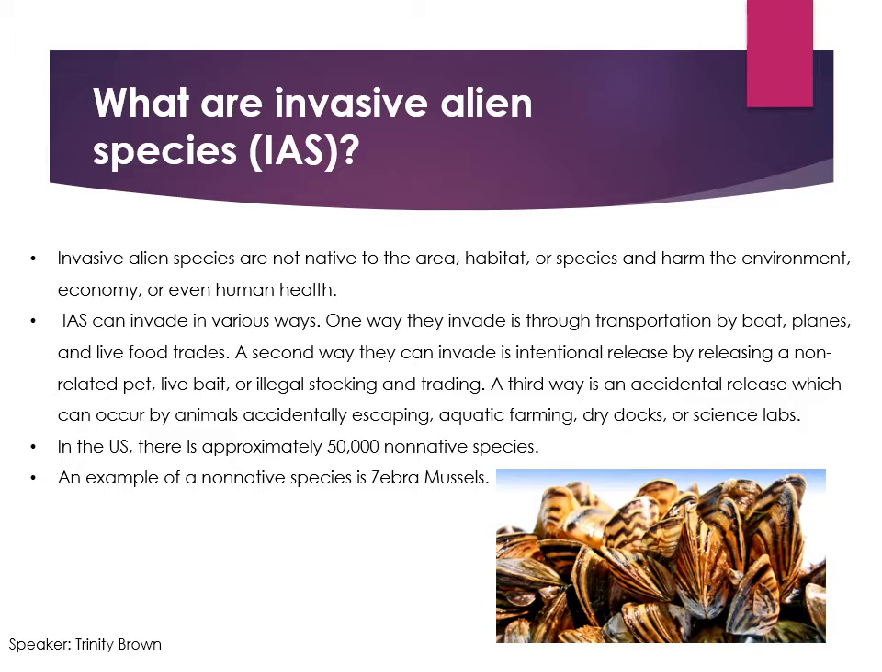A third way is accidental release, which can occur by domesticated animals escaping, or aquatic farming, dry docks, or science labs. In the US, there are approximately 50,000 non-native species. An example is zebra mussels. They're native to the Black and Caspian seas and were introduced to North America. They were brought over attached to boats, and then they slowly invaded the fresh waters, and they grow so quickly that their population is overwhelming to freshwater species.